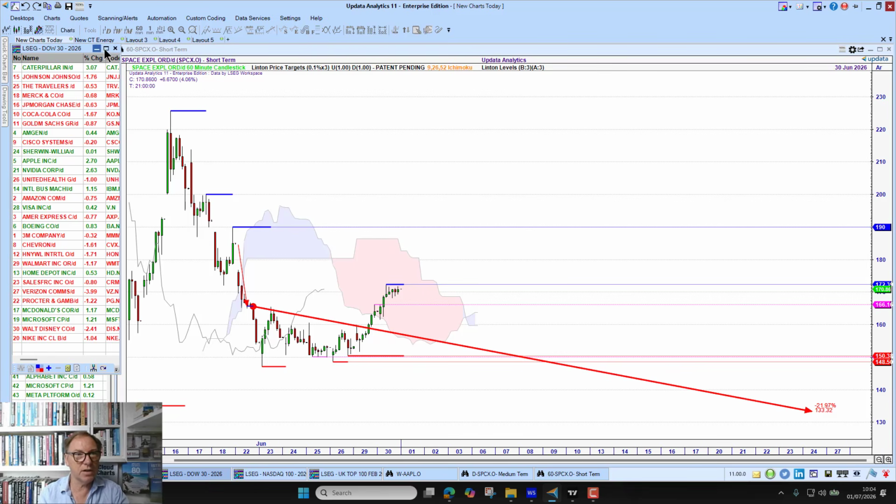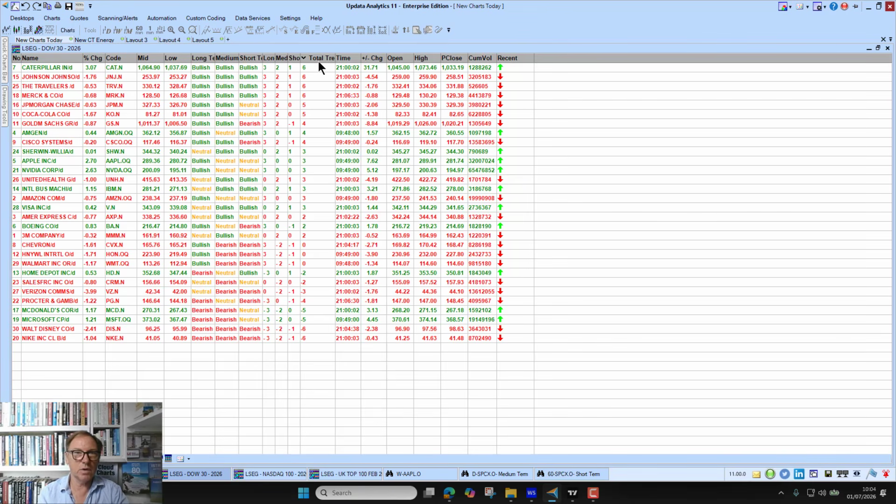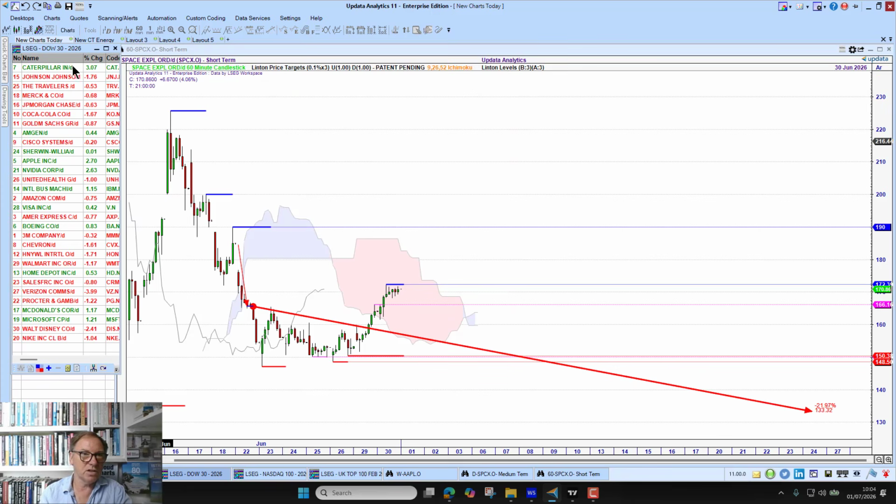Looking at the Dow 30, one of the things I like to do is just rank. There are only 3 stocks that are bullish on all 3 trends. This is just my custom columns where I see bullish, bullish, bullish. There are 2 stocks that are really bearish, Disney and Nike. And that means that I can just home straight in on where the strength is.